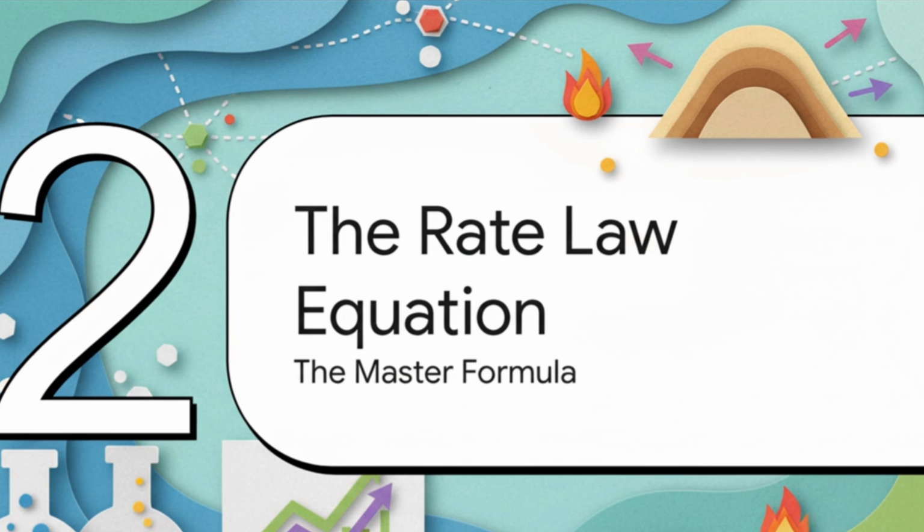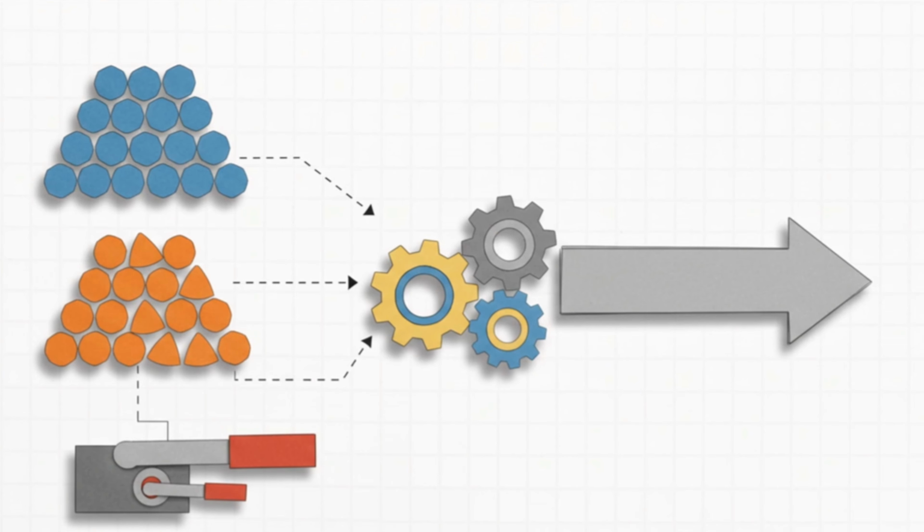So, how do we actually put a number on this rate? Well, that brings us to what I'd call the master formula for this entire chapter, the rate law. This right here is the heart of it all. The rate of the reaction depends on the concentration of your reactants, A and B. But look closer at those powers, x and y. These are the orders of the reaction, and they're basically the control knobs. They tell you just how much each reactant's concentration affects the overall speed.